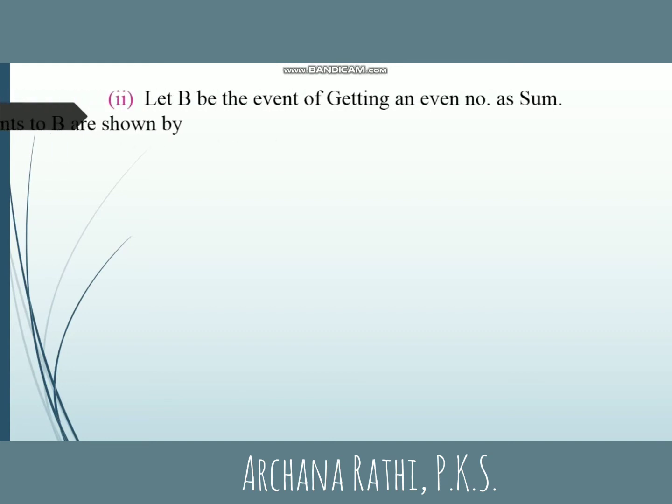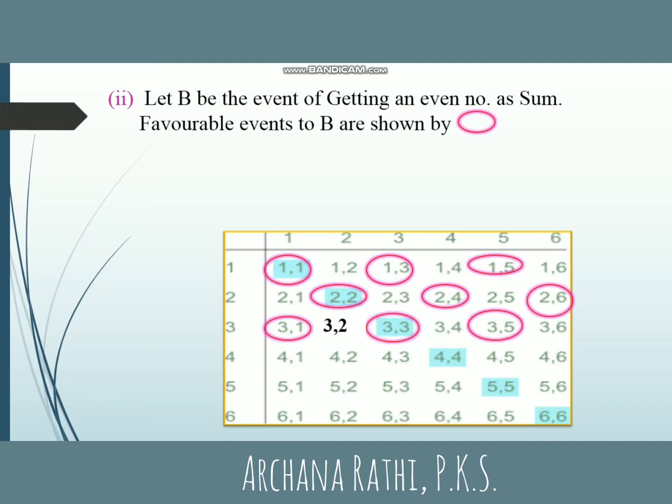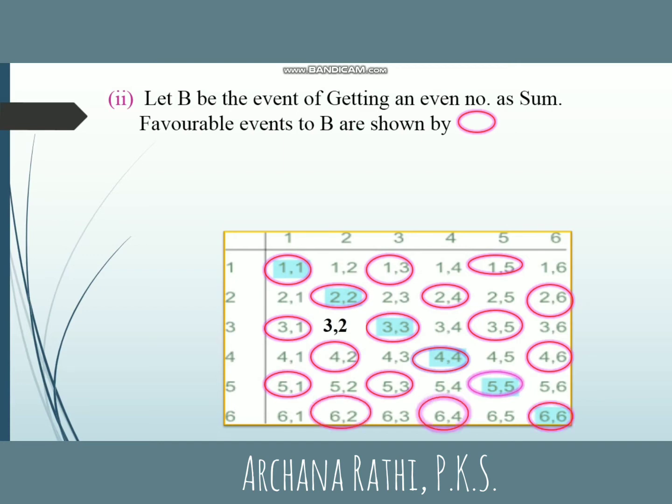Now the favorable outcomes for B are shown by the circles in this sample space. This 1 1, 1 3, 1 5: the total is an even number, because the sum is 2, 4, 6. Then 2 2, again the sum is an even number. Here 3 3, the sum is an even number. Like this, all the numbers circled in pink color give a sum equal to an even number. If you observe and count, the total favorable events are 18.